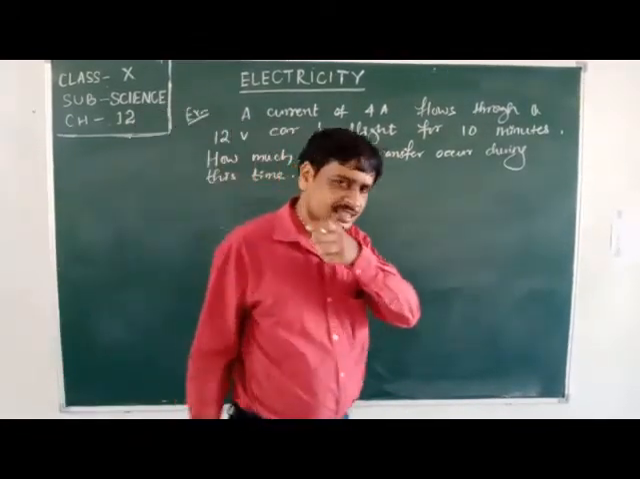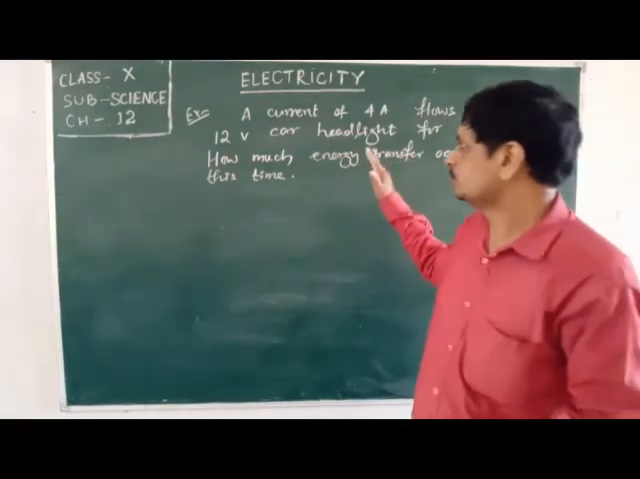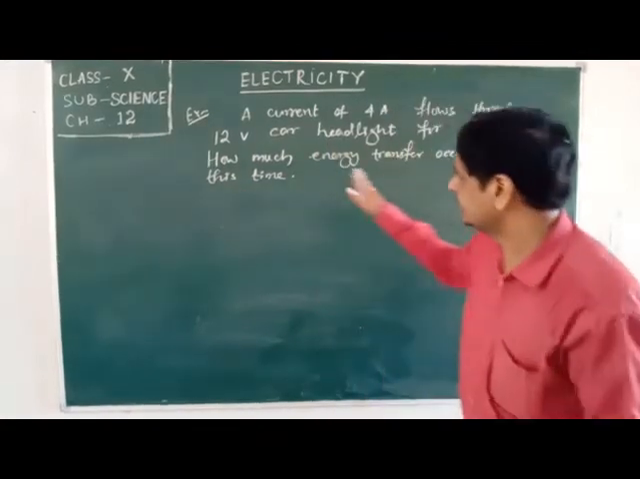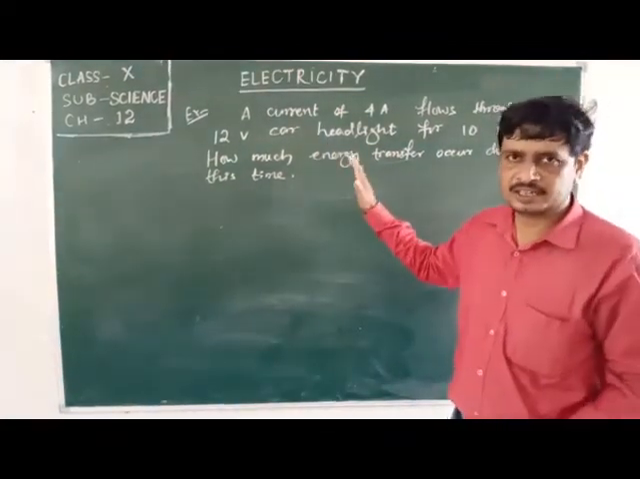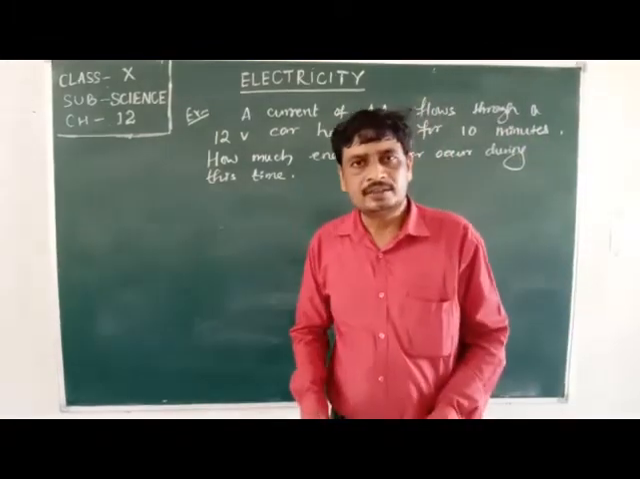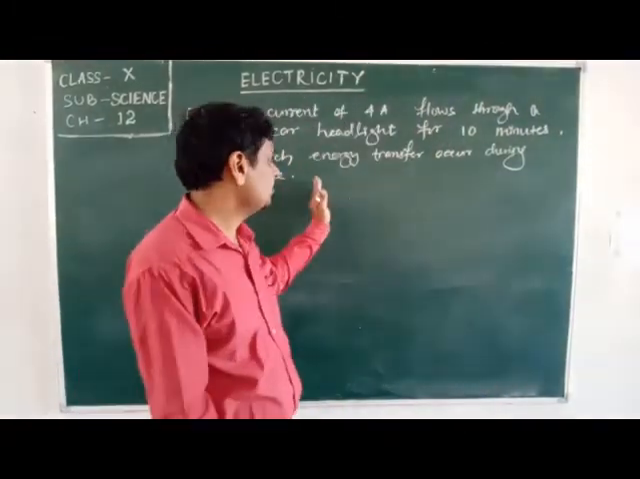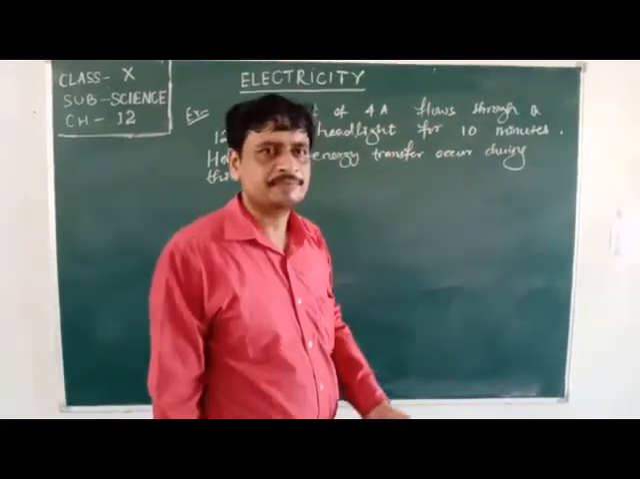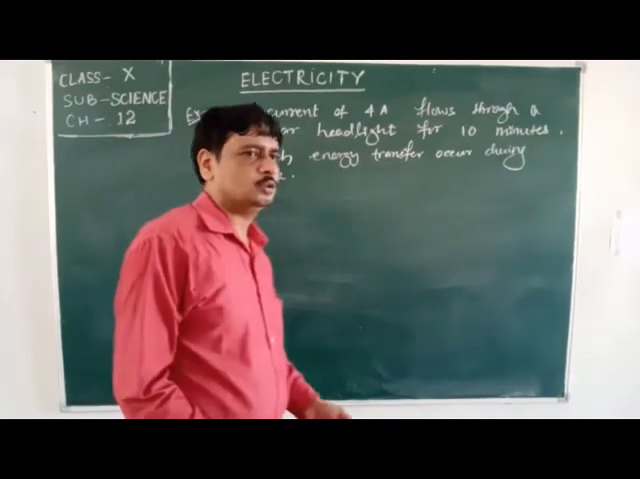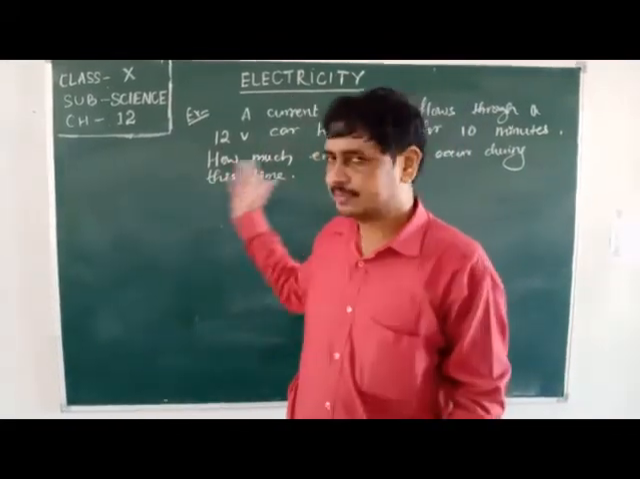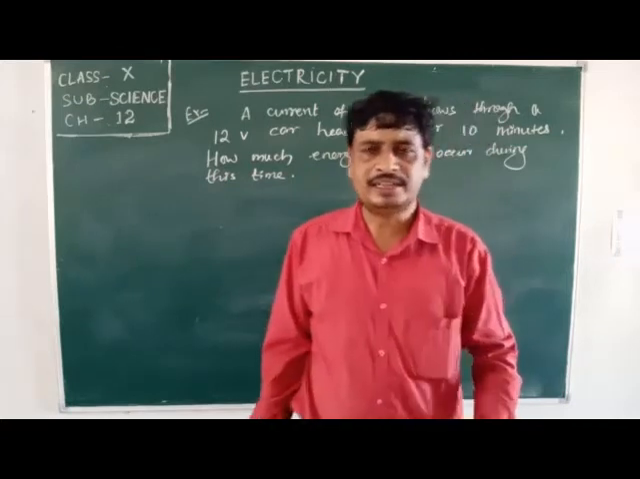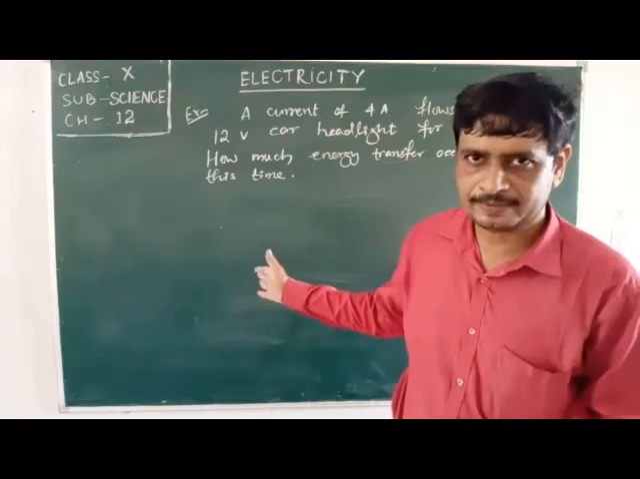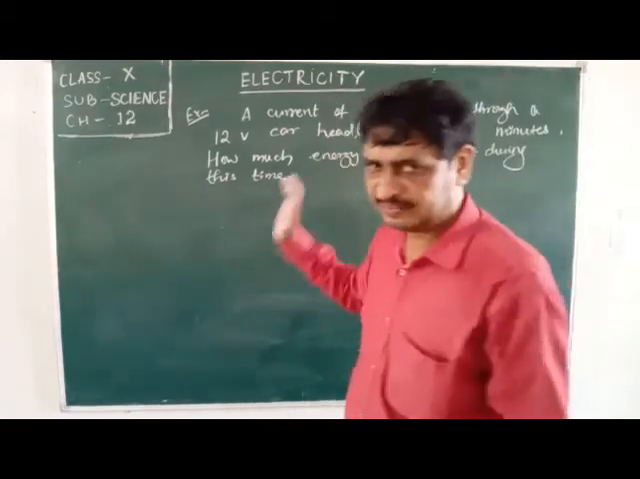Electrical energy will be transferred means when electricity is passing through this headlight, electrical energy is converted into light energy. So this energy transfer occurs during these 10 minutes. Then we have to find how much energy will transfer during these 10 minutes. First we have to mention the quantities whose values are given here. Next we have to write which quantities we have to find to get the amount of energy.